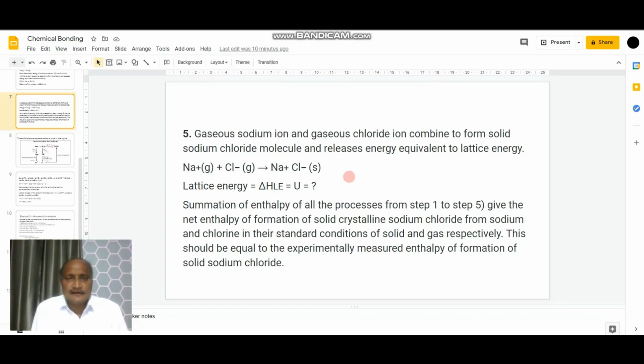According to the heat of summation, the enthalpy of reaction of all the processes from step 1 to step 5 gives a net enthalpy of formation of crystalline sodium chloride from sodium atom and chlorine in their standard condition. This should be equal to the experimentally measured enthalpy of formation of sodium chloride.